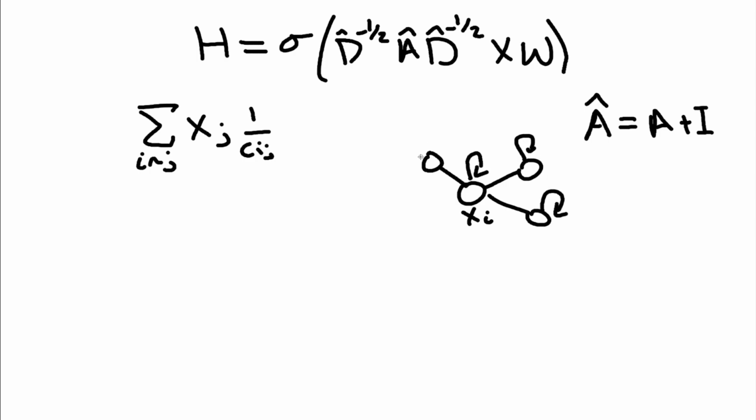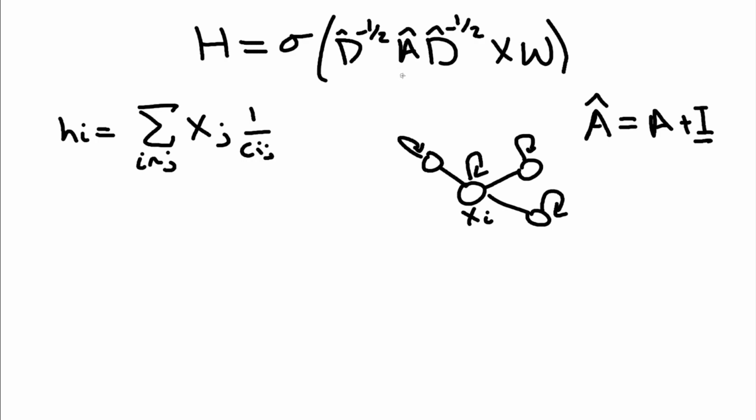And what happens now is that this Aij will also include the case where i is connected to i, which means your hi will also include, by adding this I here, a plus xi, so plus the node itself.